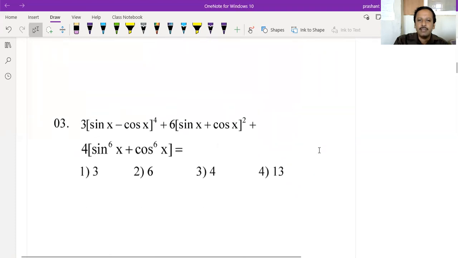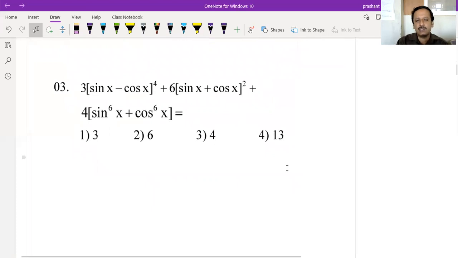Question number 3. 3 into (sin x minus cos x) whole power 4 plus 6 into (sin x plus cos x) whole square plus 4 into (sin power 6 x plus cos power 6 x) is equal to. Okay. So students, for such type of problems, what we do is we'll make a substitution. Put some value for x, either x equal to 0 or x equal to 90 degree, whatever you prefer, you substitute 30 degree, 45 degree, anything. So I prefer 0 because it is easy to simplify.